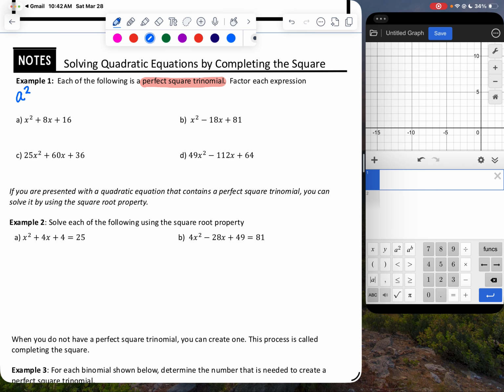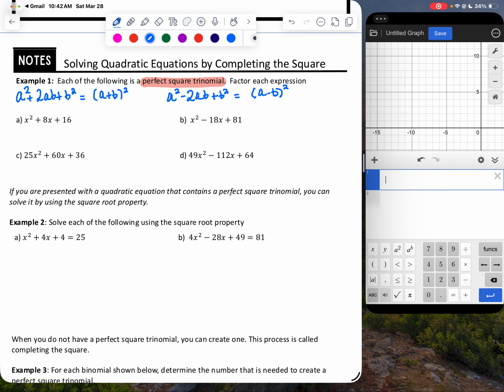A perfect square trinomial has this form: a squared plus 2ab plus b squared. And when we factor it, we get a plus b quantity squared. You could also have a squared minus 2ab plus b squared, and that would factor to a minus b quantity squared. All right, so let's look at problem A.